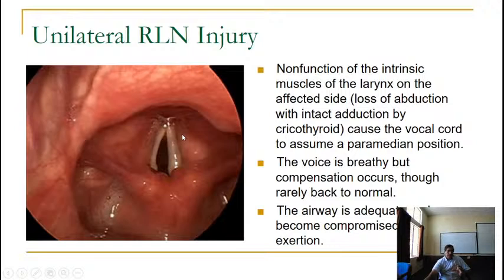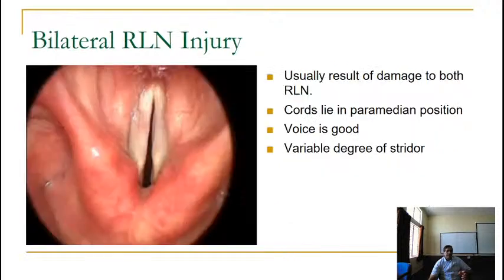So recurrent laryngeal nerve injury may be a neuropraxia which can recover, or there can be a compensation that occurs. The patient will have almost near normal voice, and the laryngeal function is also preserved. That is as far as the unilateral recurrent laryngeal nerve injury is concerned.